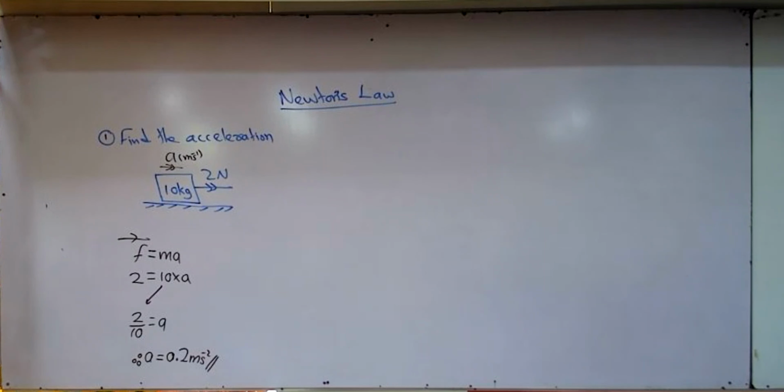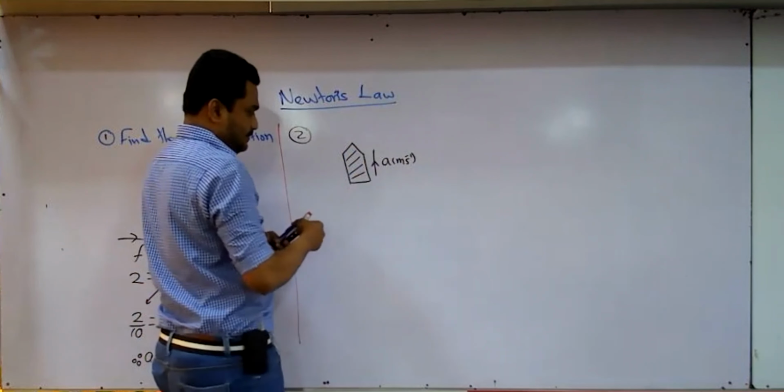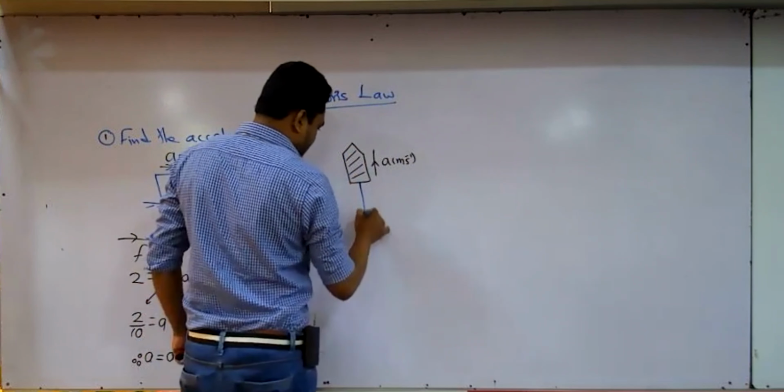Question number 2, please write. A rocket is moved vertically upward by the vertical force given by its engine.